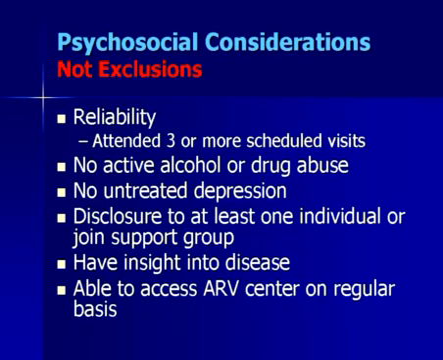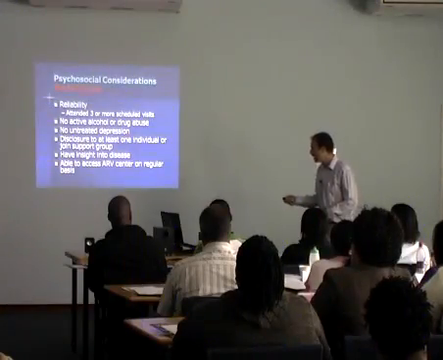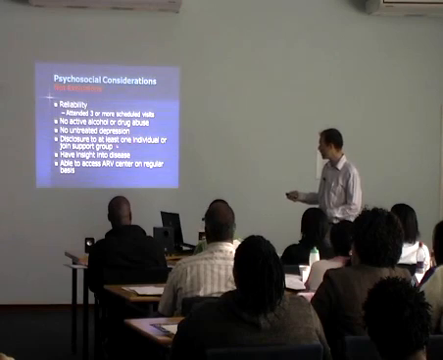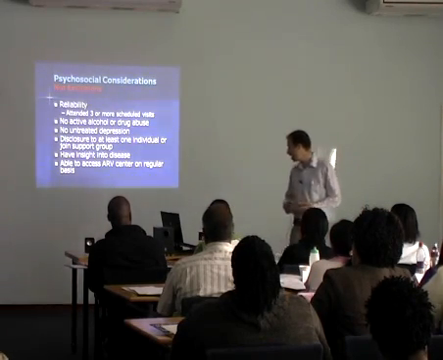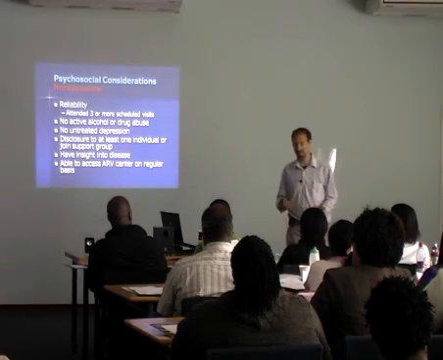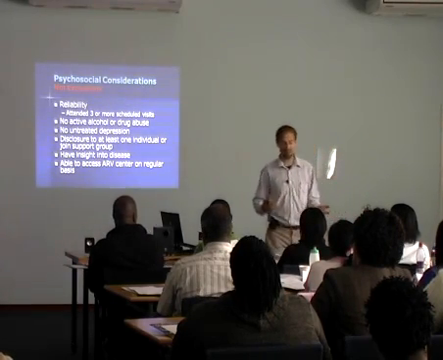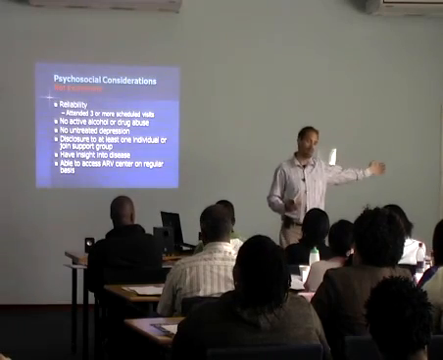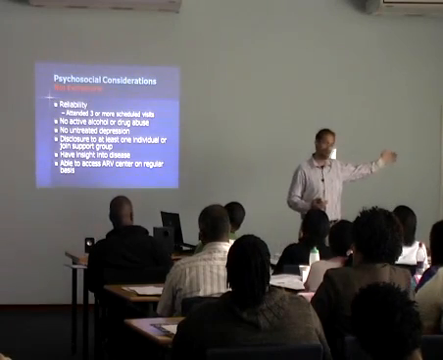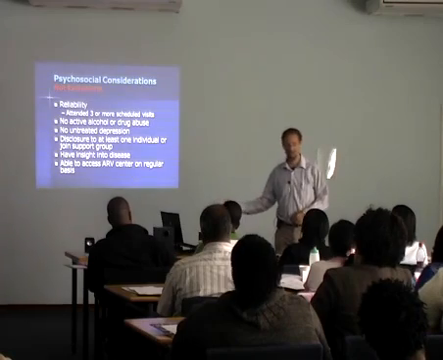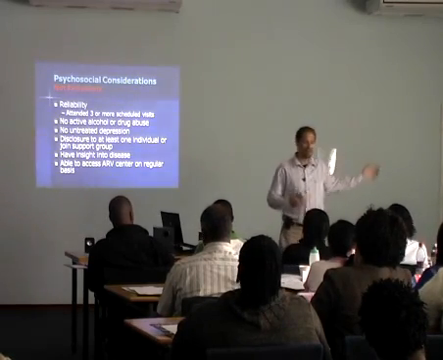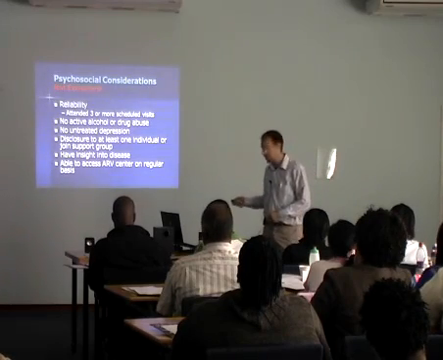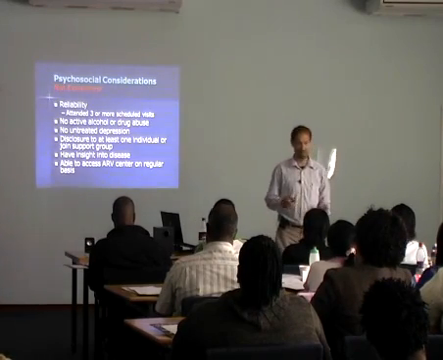We should check for active alcohol and drug abuse. We should check for depression. Disclosure to at least one individual or other support group. They should have insight to the disease. They should have access to an ARV center on a regular basis. And this is very difficult for some patients because maybe they're a truck driver and they work in Johannesburg for 3 months, and then they work in Durban for 3 months, and they work in Polokwane for 3 months, and so it might be hard for them to access. So you need to come up with a plan for them.